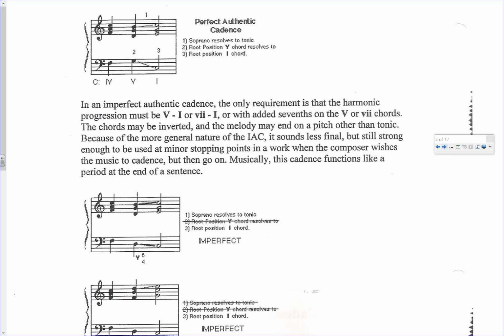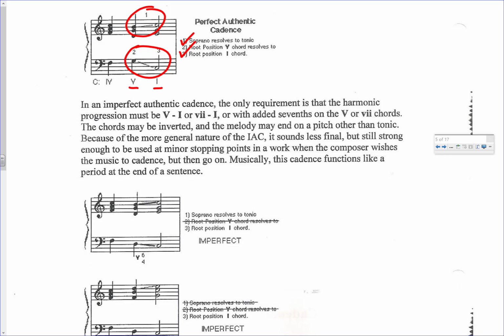Let's take a look at this perfect authentic cadence. I'm in the key of C major. I have a 4, major 4, to a major 5, to a major 1, all in root position. So here's my 4-5-1 chord progression. Listen again. So this example I just played is a perfect authentic cadence because the soprano resolves to do, right there. We have a root position 5 chord resolving to a root position 1 chord, right there. So that is a perfect authentic cadence.